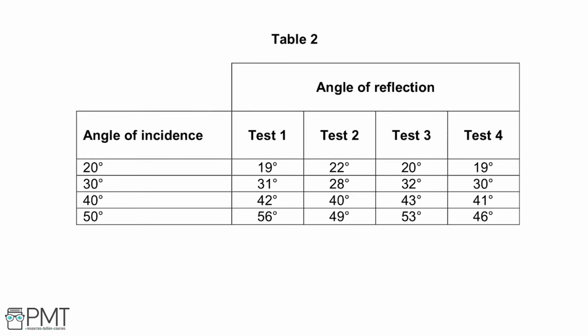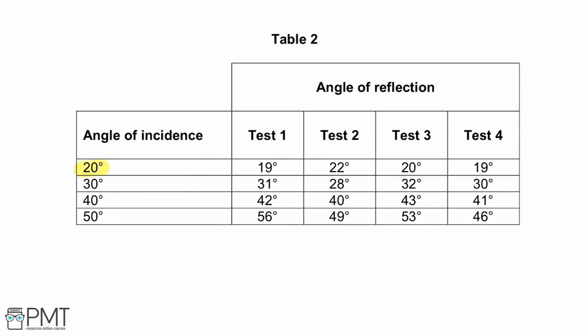So looking back at Table 2, there's actually 2 ways we could take this. I'm going to do the way that I think I would notice first, but then I will go through the other way as well. So we want to know whether we agree with the fact that the angle of incidence is equal to the angle of reflection. So let's look first at 20 degrees.